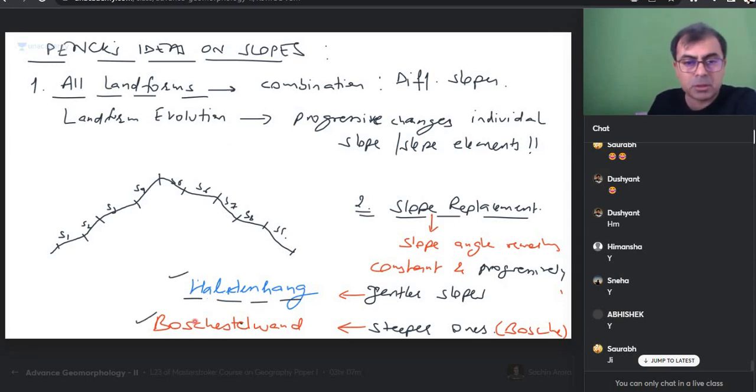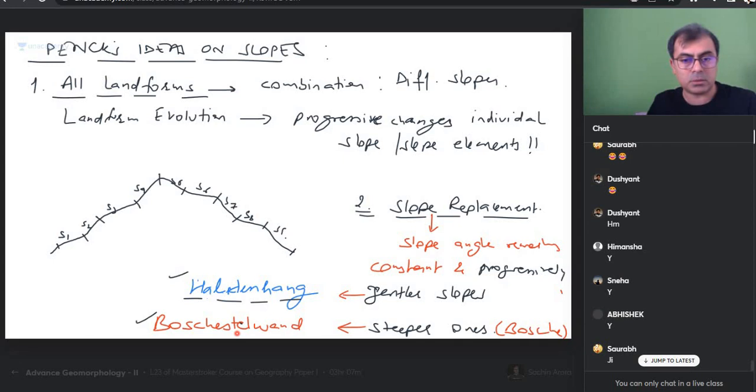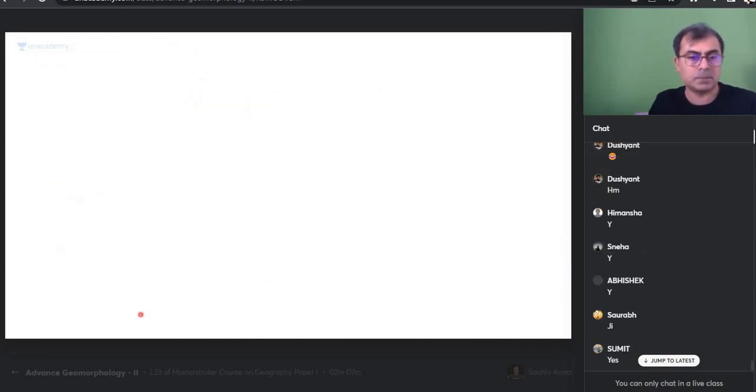Heldenhang, Bosch, the terms are also known to you. Let's go further. How many points are done? 2 points are done. Let's go to the third point. Third point is the shape of a slope.